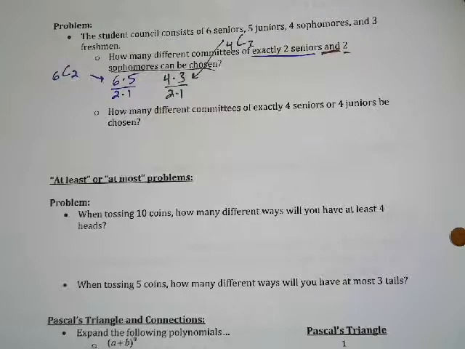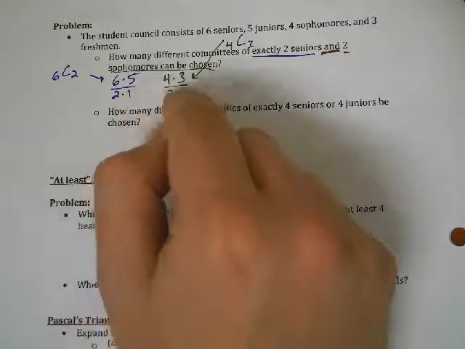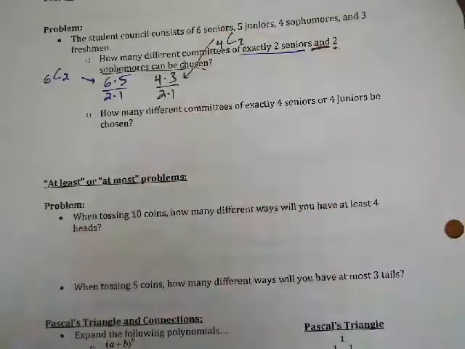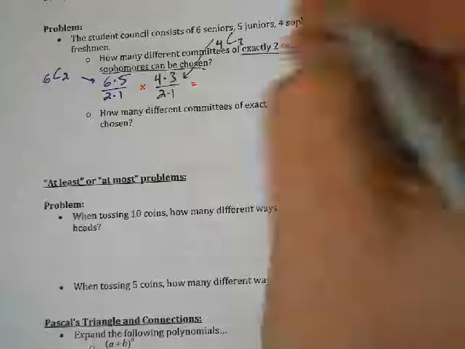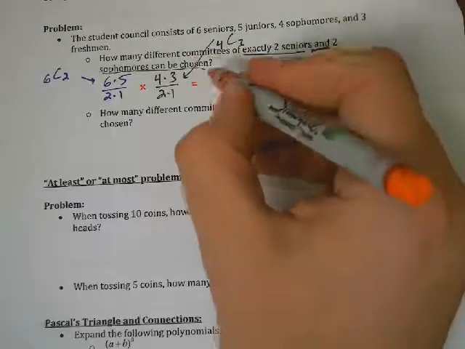All right, and then what do we do with those 2 numbers? Well, since this is just one committee, we're choosing this group, and then we follow up by choosing this group. All right, we multiply these 2 values together. And when we multiply those 2 values together, we get, I think, 90.